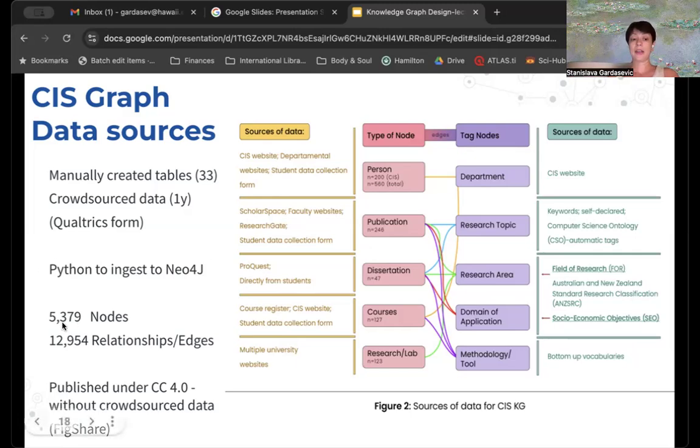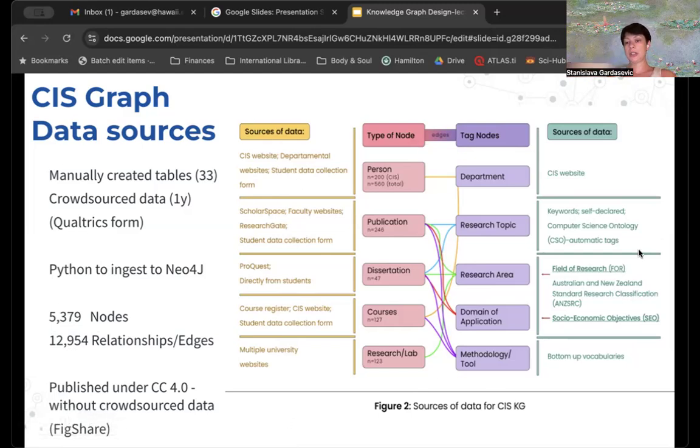And currently this graph has somewhere over 5,000 nodes and almost 13,000 relationships between them. It's published, except for the students' data that they contributed. It's published freely under a CC license on Figshare. It's not among your resources, but I can put it there.